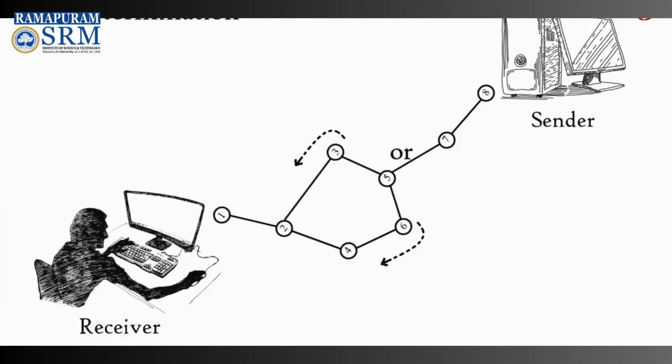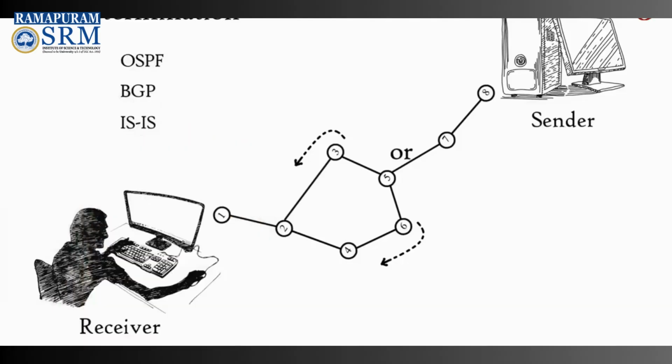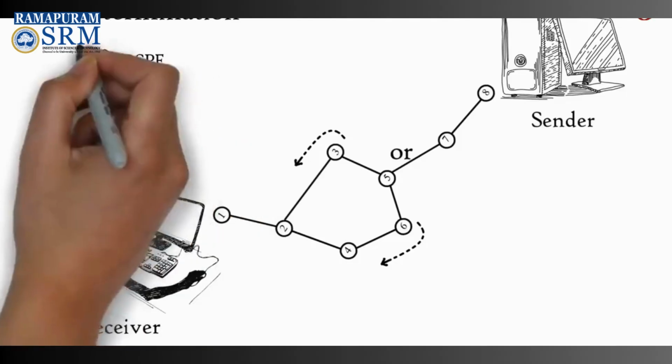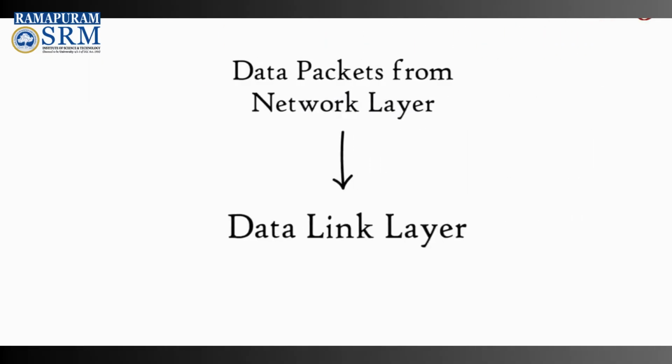Layer 3 devices use protocols such as Open Shortest Path First, Border Gateway Protocol, and Intermediate System to Intermediate System to determine the best possible path for data delivery. Data link layer receives data packet from network layer. Data packets contain IP addresses of sender and receiver.